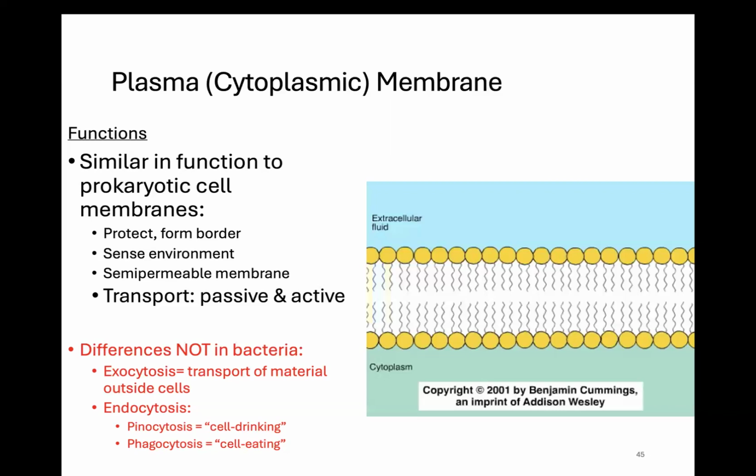Unique to eukaryotic cells, which we do not see in prokaryotic cells, is that eukaryotic cells are able to do something called exocytosis and endocytosis, which have to do with the cell membrane rearranging to transport large molecules. Exocytosis is used to get materials out, and endocytosis helps bring materials into the cell. We'll talk about it in the transport lecture.